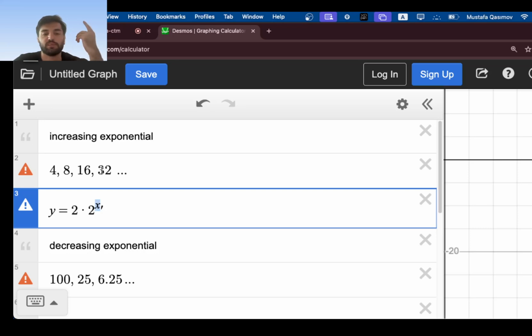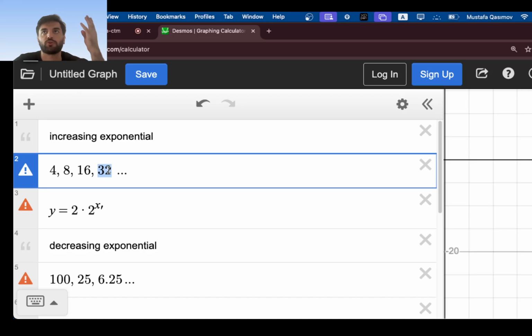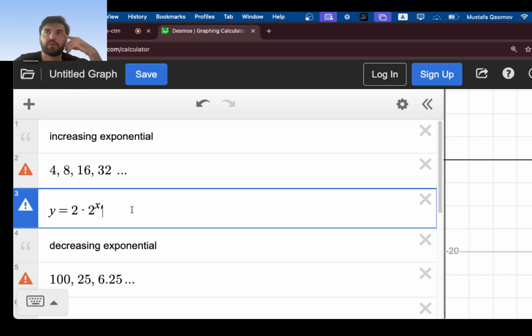You can, for example, look at 32. 32 is the first term here, right? The fourth one here is also 32, right? So it means that x is 4 and y is 32. It's like this. Teacher, if it were 3, we would divide by 3. Yeah, I will also show.